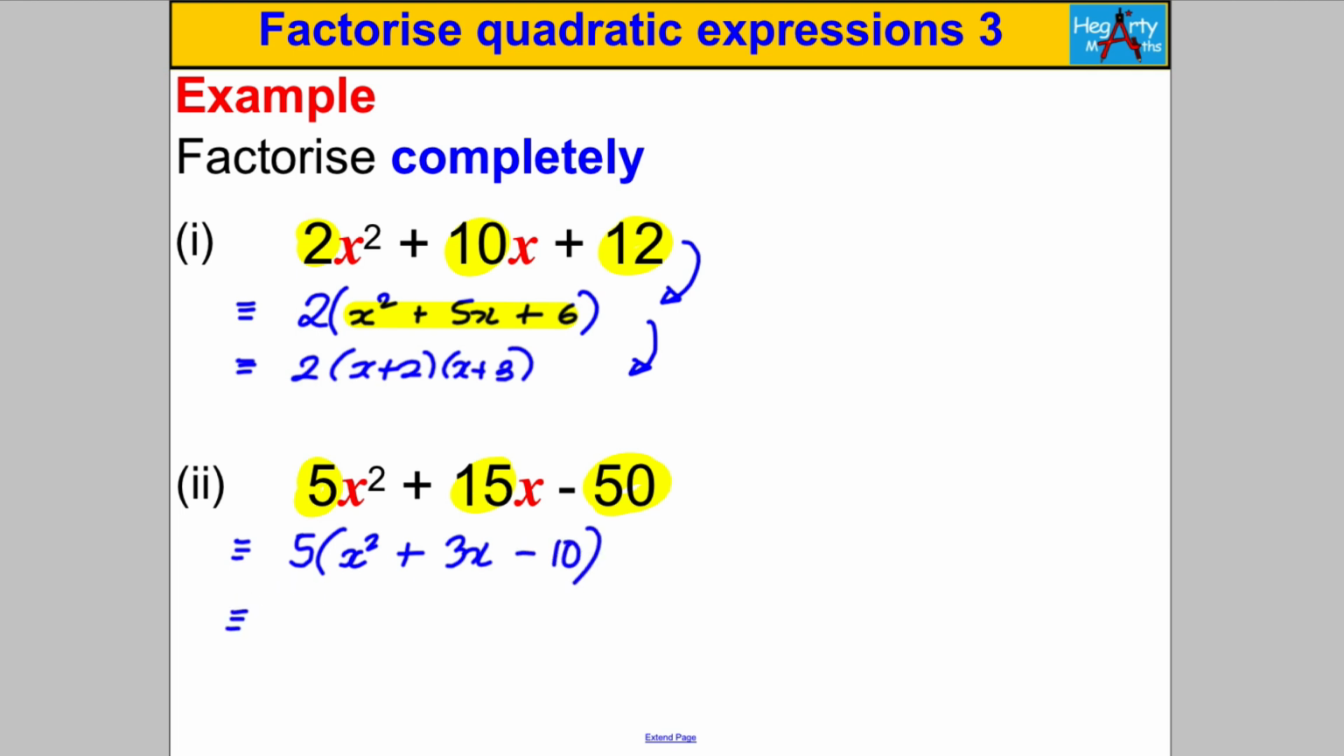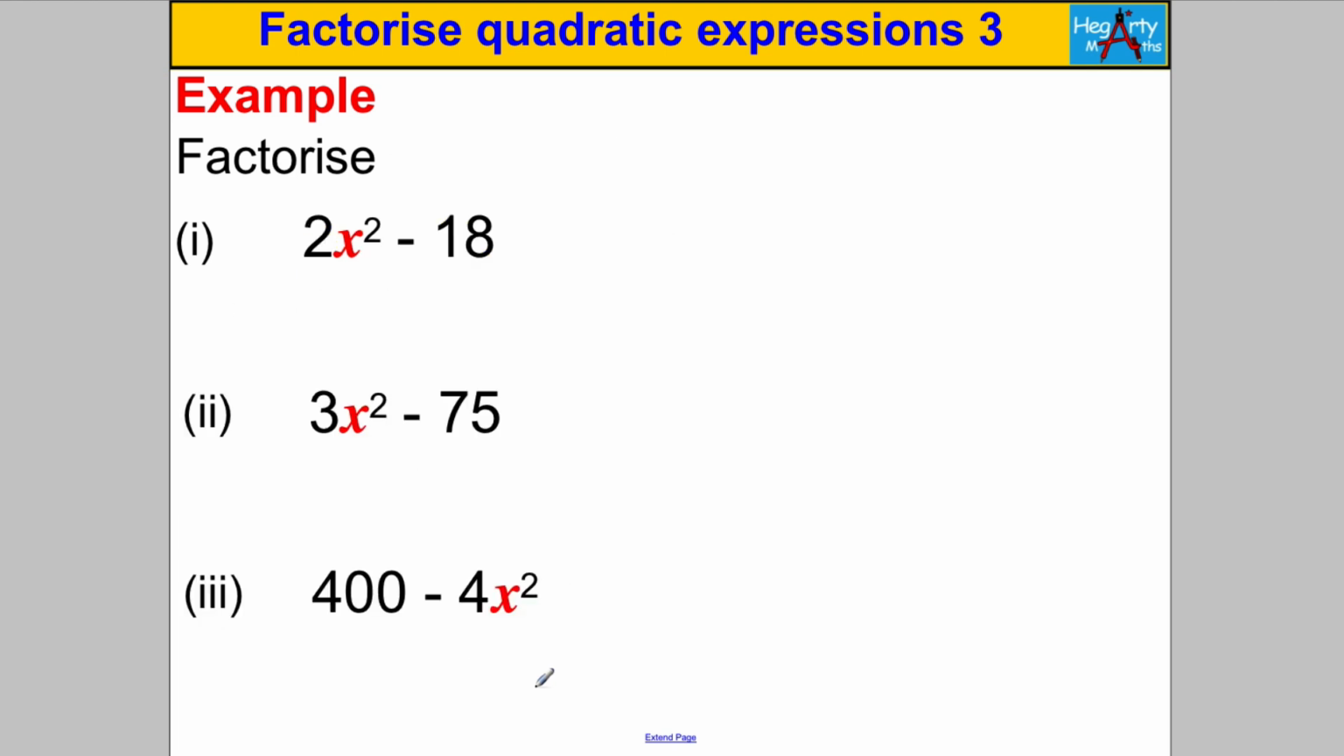Now it's time for me to have a go and factorise this quadratic expression. I'm looking for 2 numbers that multiply to negative 10 and add to positive 3. Keep that 5 where it is, don't get rid of it. And I'm going to get myself x subtract 2, x add 5. How do you know that works? Negative 2 add 5 is positive 3. Negative 2 multiplied by positive 5 is negative 10. There's the complete factorisation. Done.